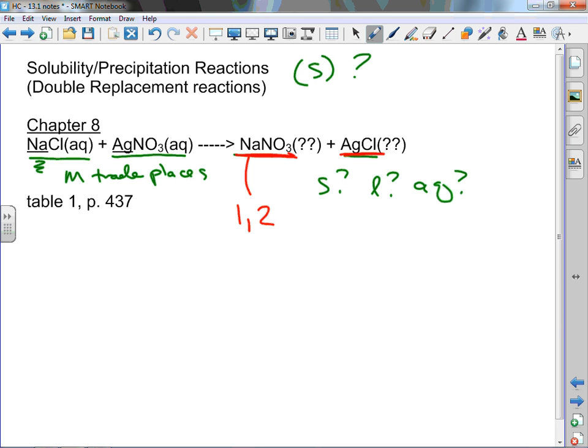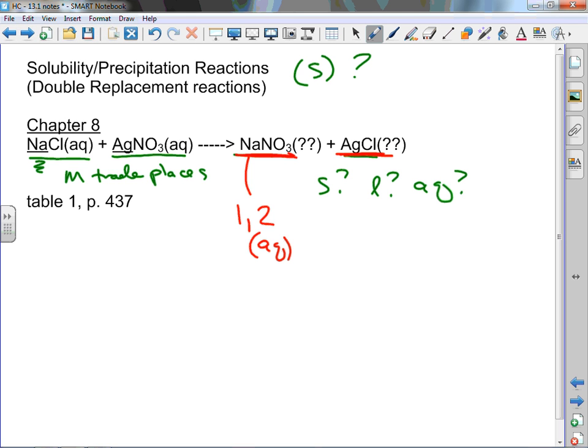Statement number 1, most sodium, potassium, and ammonium compounds are soluble in water. Great. Number 2, most nitrates, acetates, and chlorates are soluble in water. Good. So both of these are statements that tell us that's not going to be a solid. Does there have to be 2 statements? No. But if there are 2 statements, they cannot contradict.